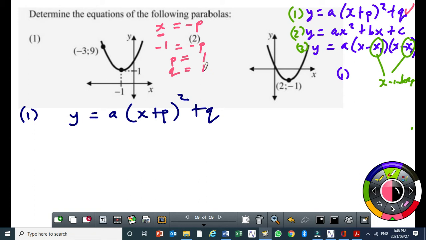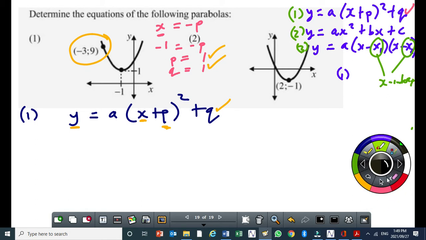And q is going to be equal to 1. So I need to calculate the value of a. To calculate a, I need to substitute a point where I know the y value and the x value. I can't find a directly from the information provided, so I have to calculate it. But I can find p, which is 1, and q, which is 1. So I'll substitute four values to calculate a.